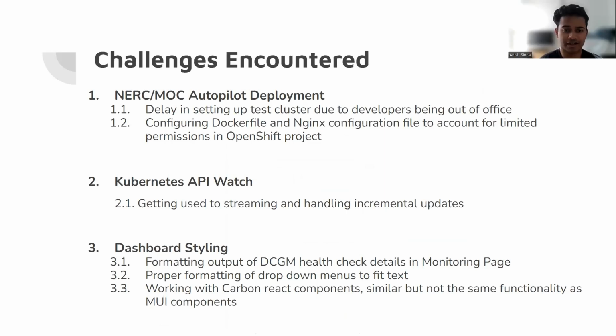In terms of challenges encountered with getting our MOC resources and deploying Autopilot on our NERC cluster, of course, as mentioned, there was a delay in setting up the test cluster. This delay was because the developers working on the issue we created for the Autopilot dashboard happened to be out of office. So we actually got in contact with MOC early on in the sprint, but we couldn't get access to the resources in this sprint because the devs were out of office. But we should be getting access later this week. So for Sprint 4, we should be moving forward smoothly with that.